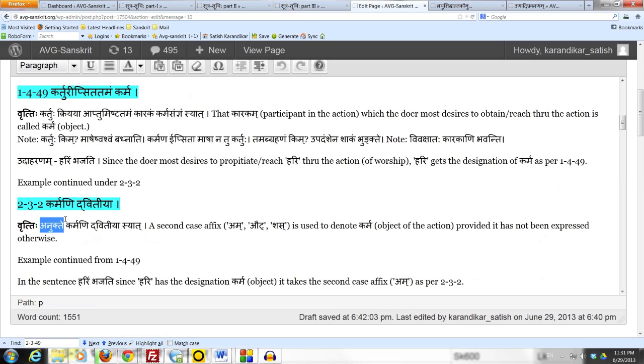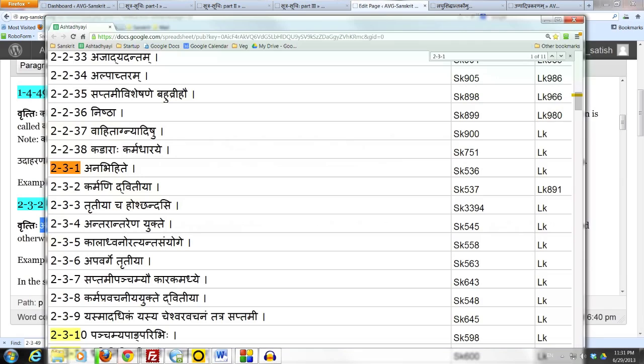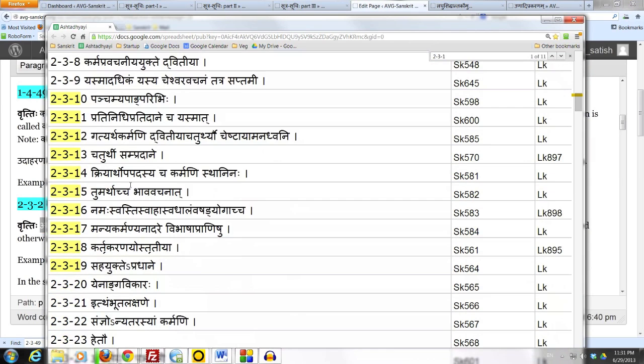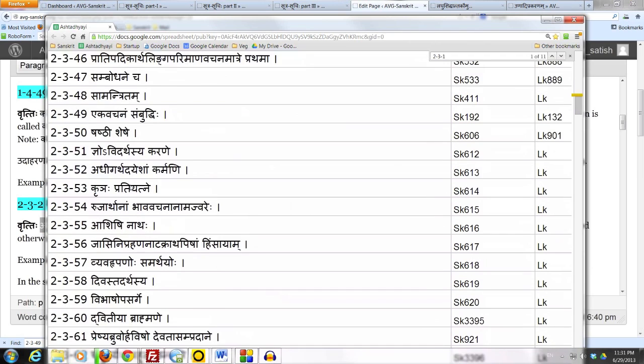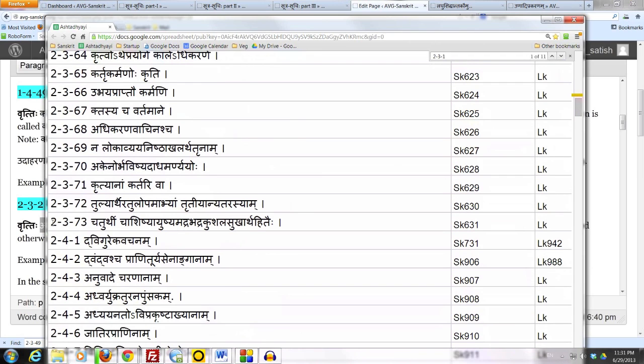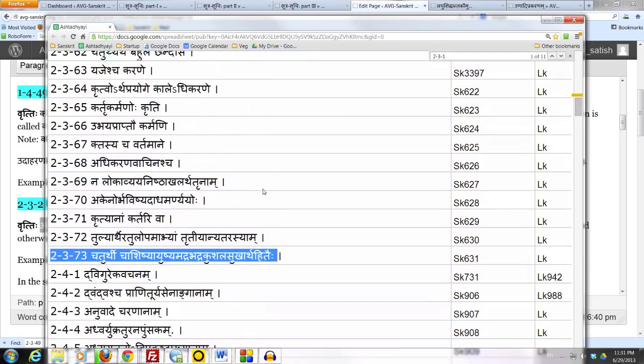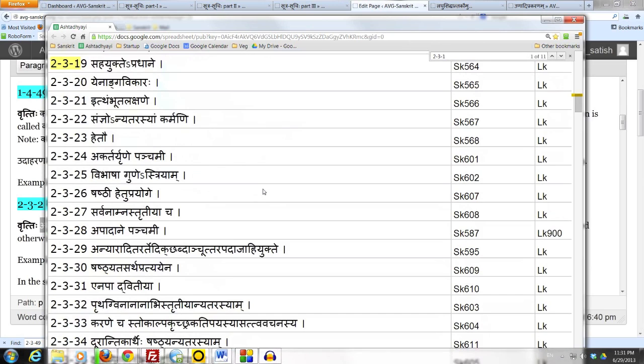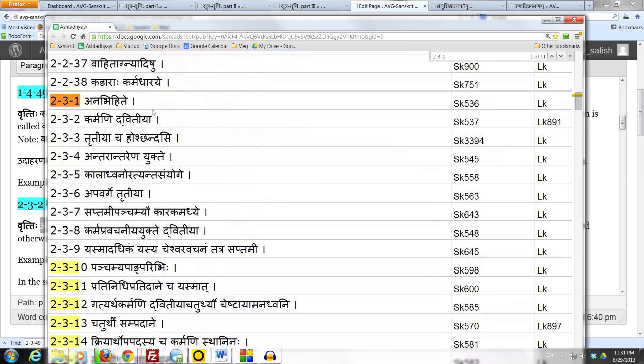Why not just Karmani? That is because of the Adhikara of Anabhihite. 231. Very important sutram. 231. It's the Adhikara sutram, which exerts its influence throughout this third quarter of chapter 2 of the Ashtadhyayi, of course, as and when appropriate. The Adhikara of Anabhihite runs through the entire quarter 3, chapter 2 of the Ashtadhyayi, so it's very important to remember that any sutram in 2.3 is in the Adhikara of Anabhihite.